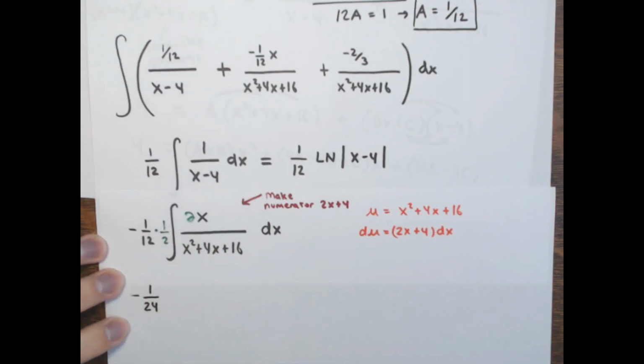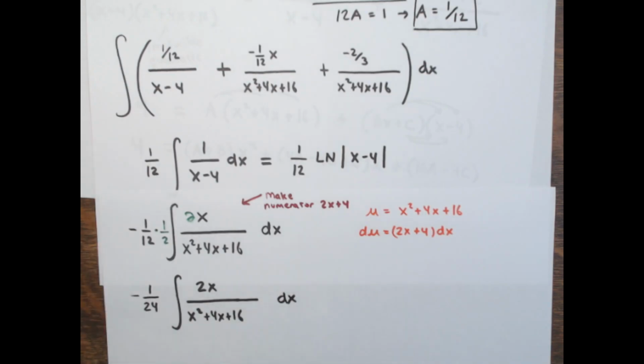All right, half of negative 1/12 times the integral of 2x over x squared plus 4x plus 16. And then the dx, right? So one more little step is needed here. I want 2x plus 4. This is just 2x, so I'm going to make it happen. Add 4. But I can't just add 4. That'll change the expression entirely. So not only do I add 4, but I subtract 4 as well.